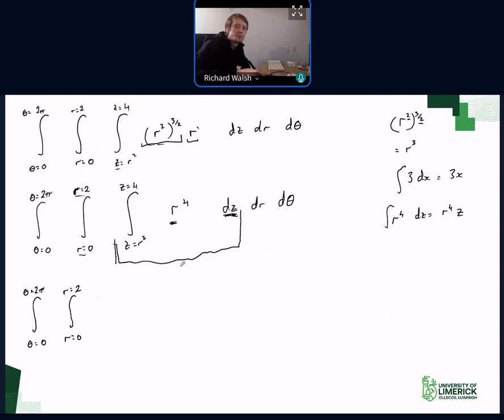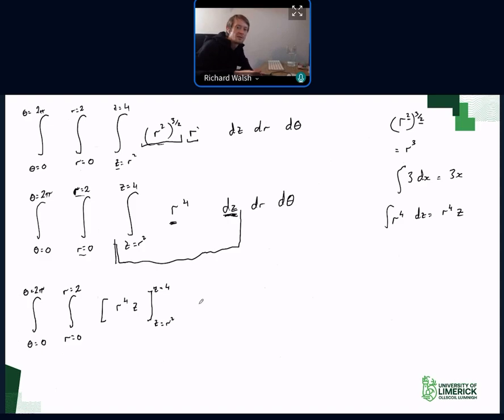Integrate r to the power of 4 with respect to z to get r to the 4 z. And I have limits for that. Just put this in a little box. I have limits to substitute in there of r squared for z and 4 for z.